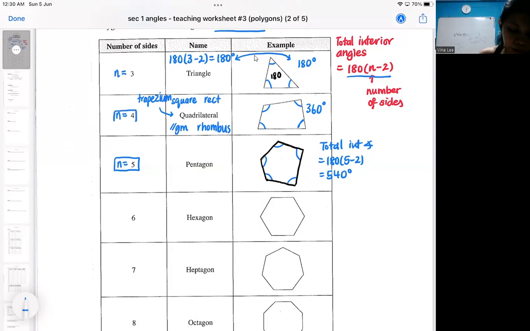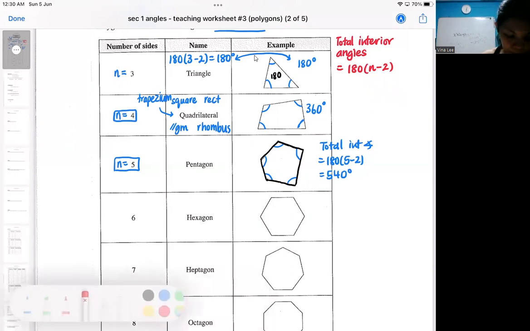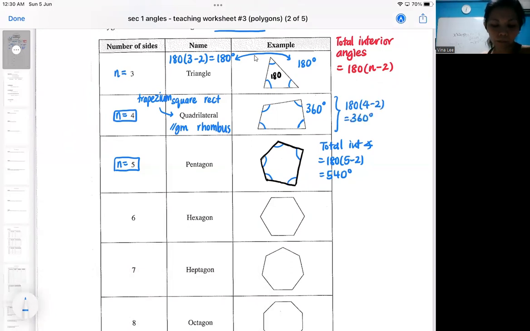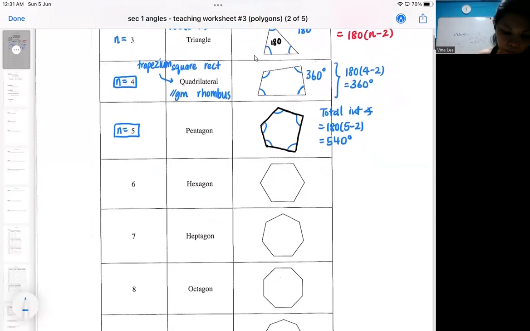You can also put n equal to 4. I'm a bit running out of space. If I put in n equal to 4 and punch the calculator, that gives you 360. So the more sides a polygon has, the more interior angles there are. Subsequently, if you go to a hexagon, look at the third letter; it's like the number 6. So a hexagon has 6 sides, and there will be 6 angles inside.